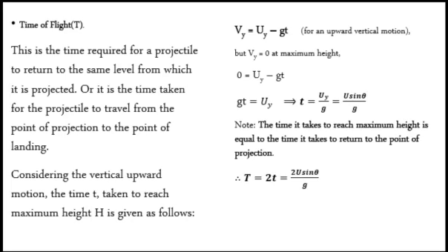Then for time of flight, the time it takes to reach maximum height and to return to the point of projection, I have that capital T equals 2t. The time it takes to go up equals the time it takes to come down. So t plus t, 2t, and that will give me 2u sin theta over g. So this is the equation for time of flight. This is the equation for the time it takes to reach maximum height. We should not mix them together.